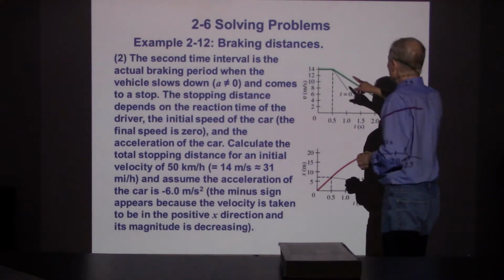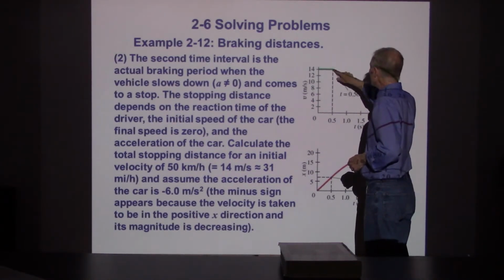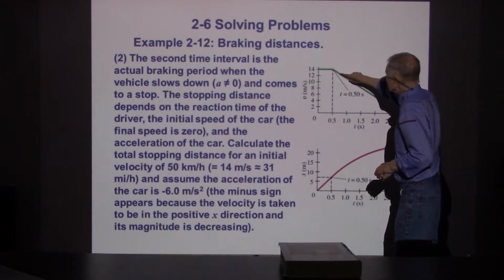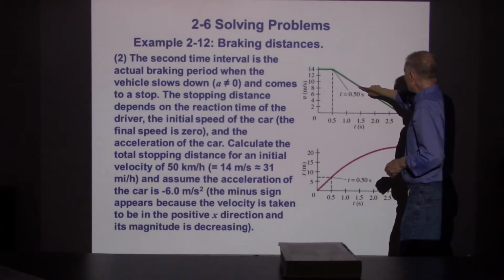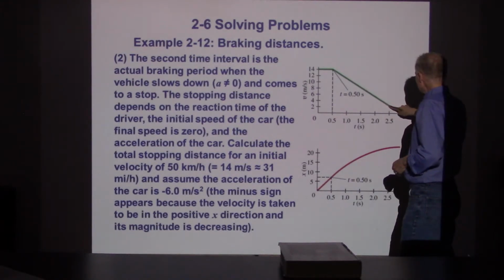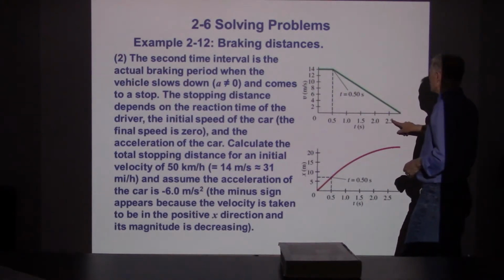And so for a half second, the car continues to travel at that speed, and then the brakes are engaged, and it's a constant deceleration. I hope they told us it was constant, right? We better go back and read that. But for a constant deceleration, that's going to be a straight line path on a velocity versus time graph.